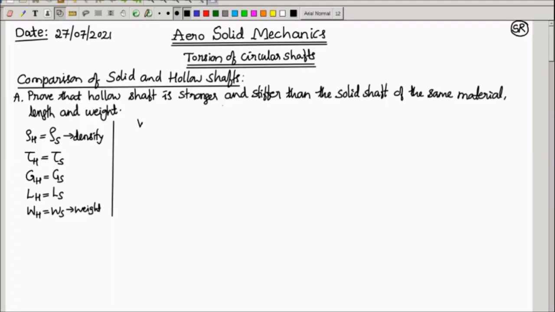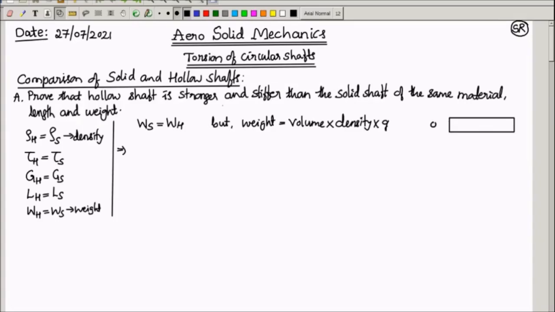First, let us consider weight of solid shaft is equal to weight of hollow shaft. But what is weight? Weight is equal to volume into density into G. That is weight. So let us substitute that here. Weight of solid shaft. See, solid shaft will be like this. I'll call the diameter capital D here. Okay, this is solid shaft. And hollow shaft of the same length, it should be of the same length, but it will be hollow. I'll show it like this. This is hollow shaft. So here, outer diameter, I'll call it DO, and inner diameter is DI.